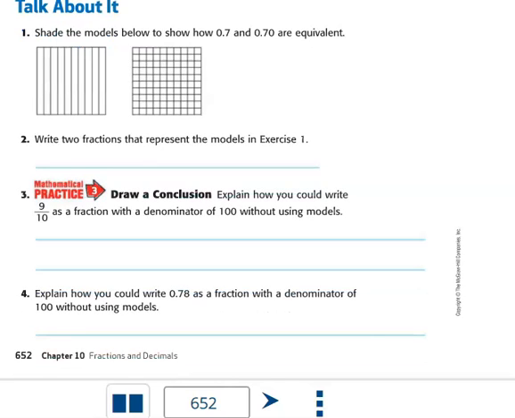Okay, it's number 4, explain how you could write 78/100 as a fraction with a denominator of 100 without using models. So similar to this one, except for it's already going out to the 100th place value in our decimal. So what would that fraction with a denominator of 100 look like?